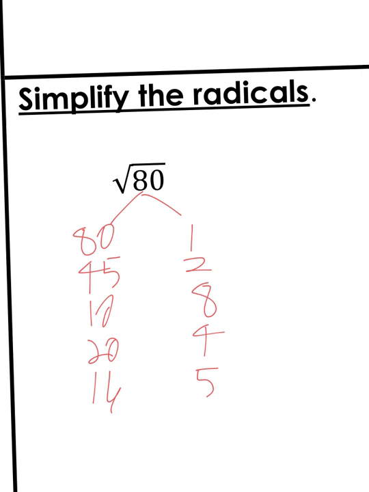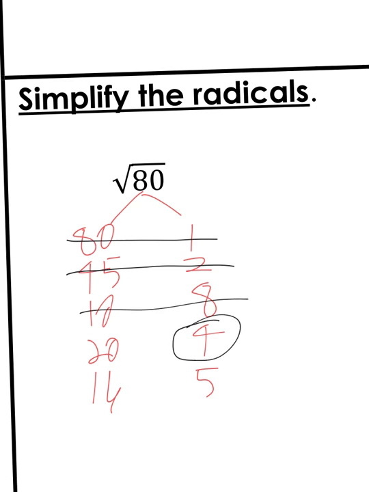So what you want to do is look for your perfect squares, meaning 1 squared, 2 squared, 3 squared, 4 squared, 5 squared, 6 squared, and so on. So 1 squared is 1, 2 squared is 4, 3 squared is 9, 4 squared is 16, 5 squared is 25, and so on. So is there a perfect square that's a factor in these? There's not a perfect square in 80 and 1 or 40 and 2 or 10 and 8, but there is in 20 and 4. 4 is a perfect square. And there is in 16 and 5. So what you want to do is use the one with the bigger number.